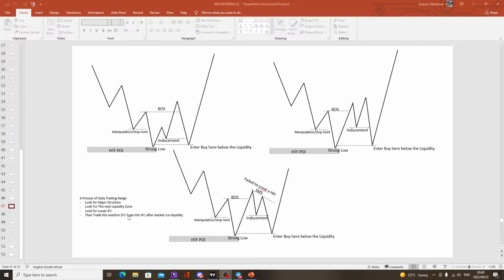Then this is what I'm saying. Then trade the reaction: FU, tap into an IFC. IFC is the one that we have here, the decision point that we left there. Then why does market come here? Market just comes to tap on the FU. FU is the candlestick that runs this liquidity. In short, we can say a candlestick that runs liquidity. Then we leave all these fancy names.